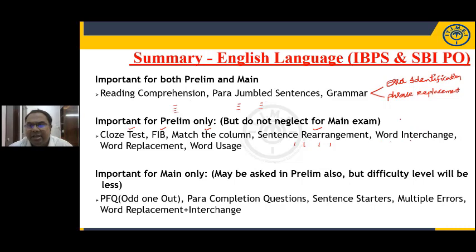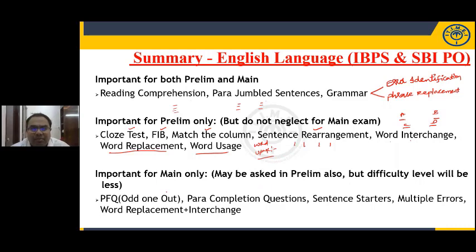Word interchange. A sentence with 4 words A, B, C, D will be given in bold or underline. You have to interchange them to form a meaningful sentence. That is known as word interchange. Word replacement. A sentence, a word is given in bold. You have to replace that so that it becomes grammatically correct and meaningful. Word usage. One word will be given followed by usages. You need to see where the word is properly, correctly used.